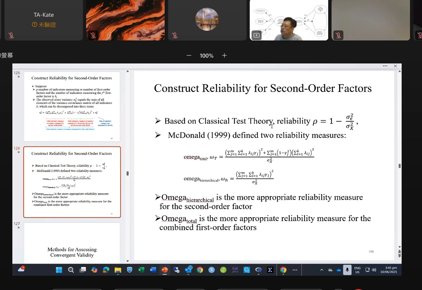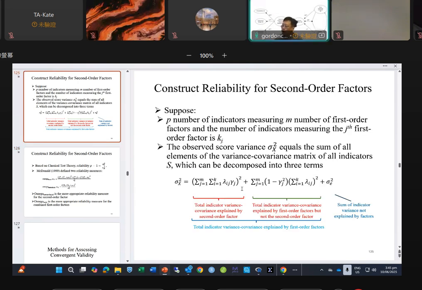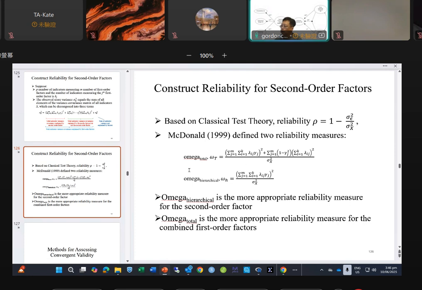Based on classical test theory, reliability is 1 minus the variance of the error term divided by the variance of the observed score. Therefore, McDonald defines two reliability measures. Let me talk about omega hierarchical first, omega H. We have the variance of the observed score. We partition it into three parts: the variance of the true score, plus the variance of the error due to the dimensions, plus the variance of the error due to the items. So omega H is the variance of the true score divided by the variance of the observed score. It is the definition of reliability with omega H.